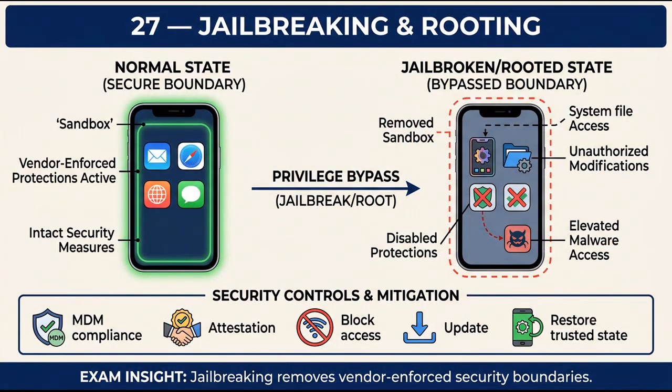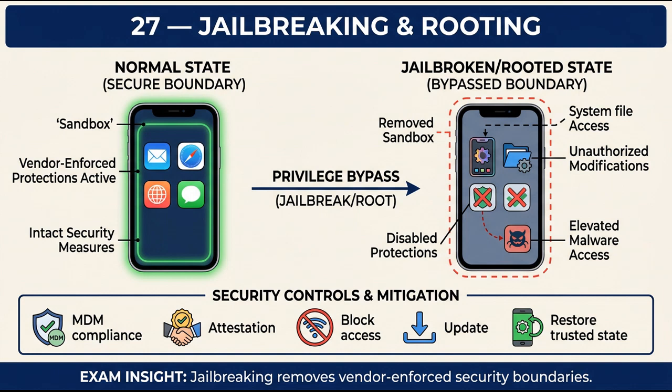Jailbreaking or rooting removes or bypasses vendor-enforced security restrictions on a mobile device. The process grants elevated control, allows unauthorized modifications, and may disable code signing, sandboxing, integrity, or update protections. Users may jailbreak a device for customization, but the change expands the attack surface and reduces confidence in device state. Malicious applications can gain broader access, security tools may be bypassed, and official updates may fail or be delayed.